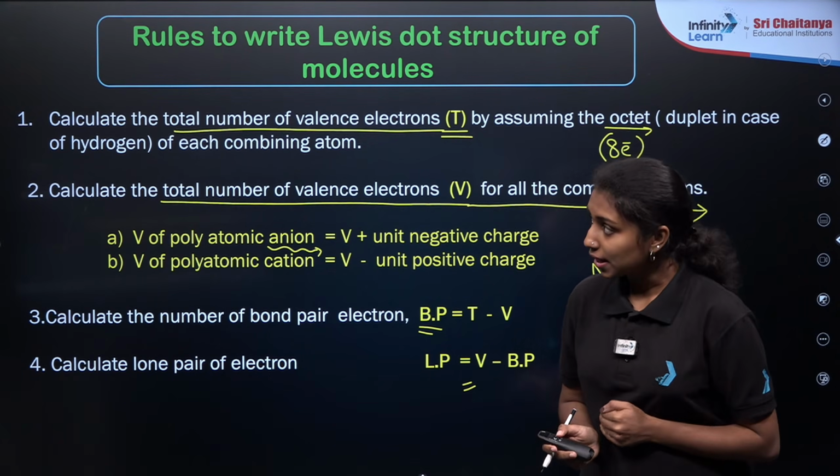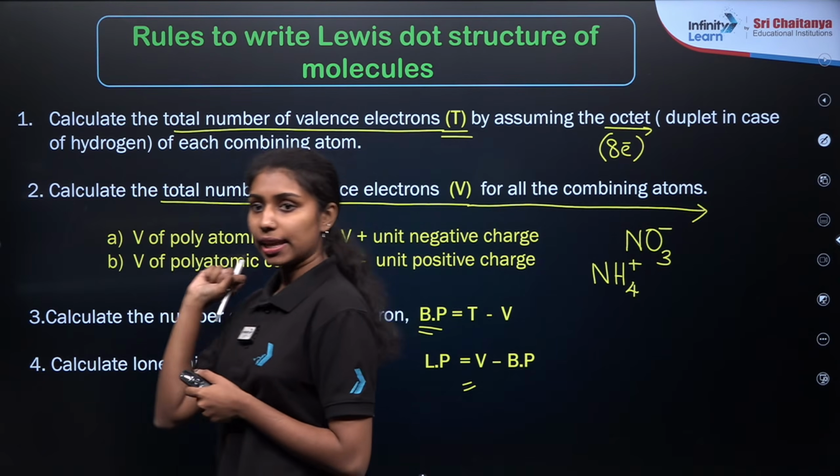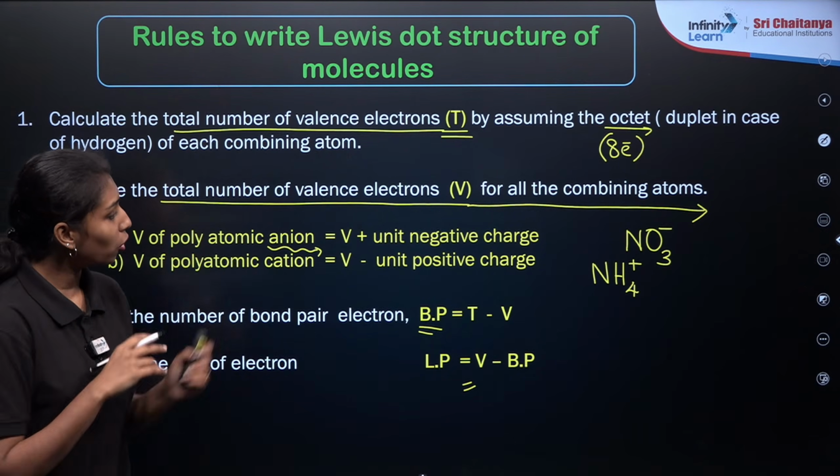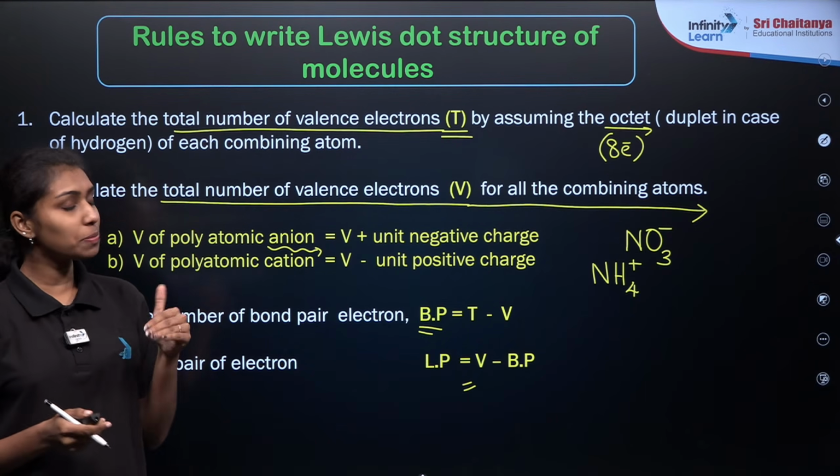So I hope you understand the rules to find out the Lewis dot structure. Just take a screenshot or try to make a note of these points. Now let us discuss the Lewis dot structure of different molecules by examples.